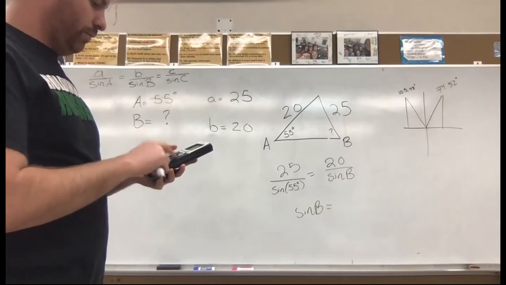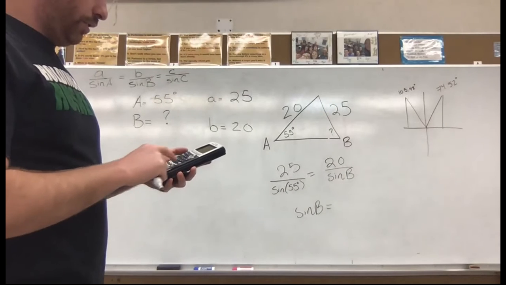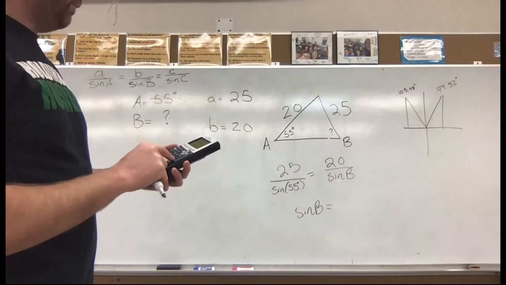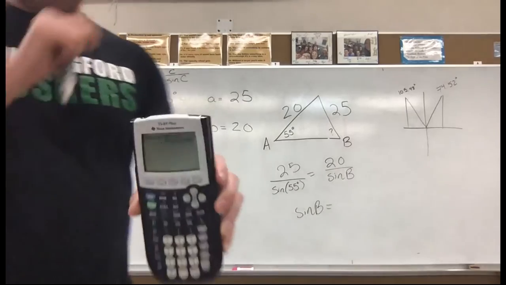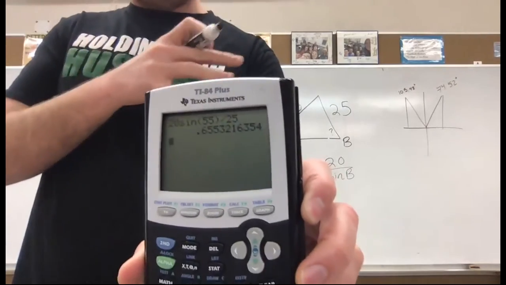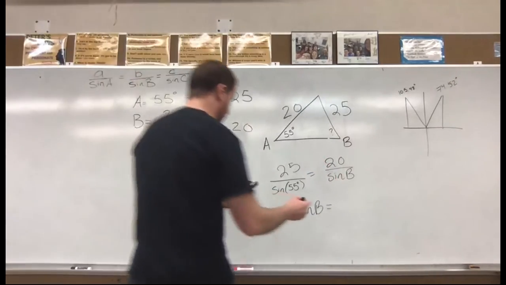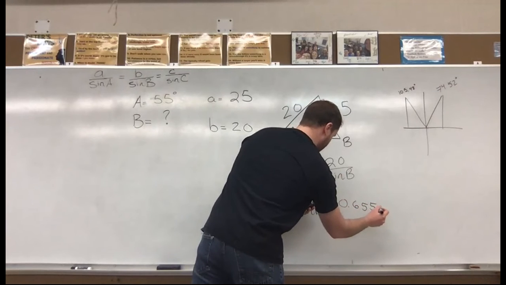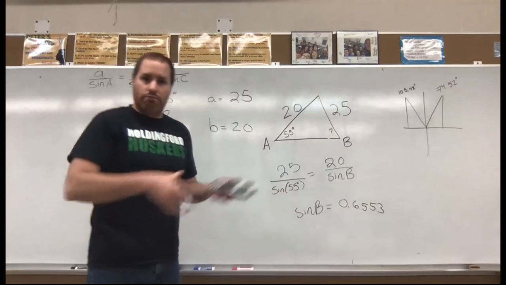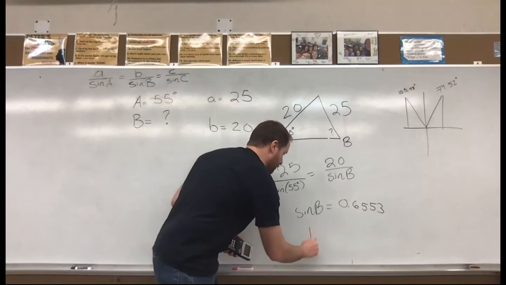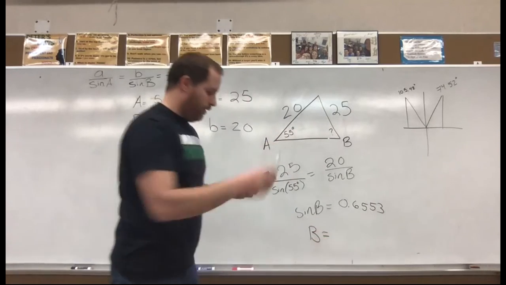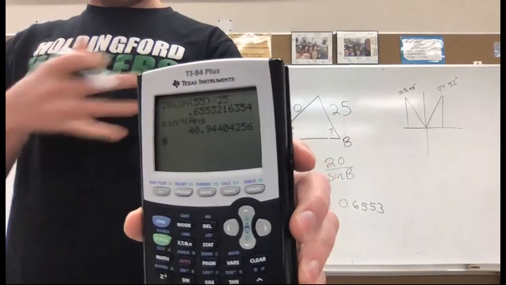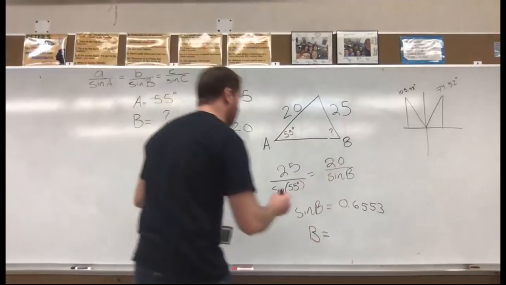Oh, let me turn my calculator on here. There we go. So we take 20 sine 55 and then divide by 25. There we get 0.65, and so on. That's what we have here. And then to figure that out, we take the inverse of that, which gives 40.94 degrees, about 40.94 degrees.